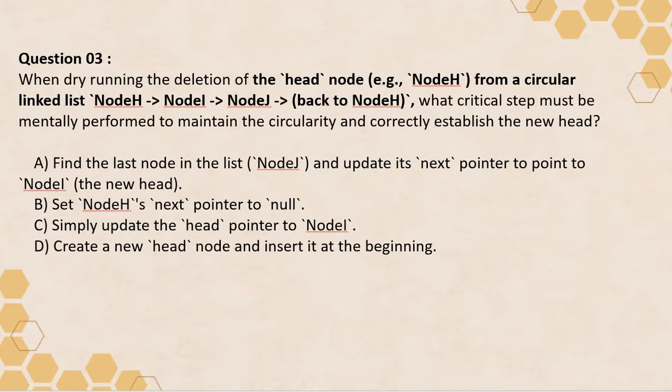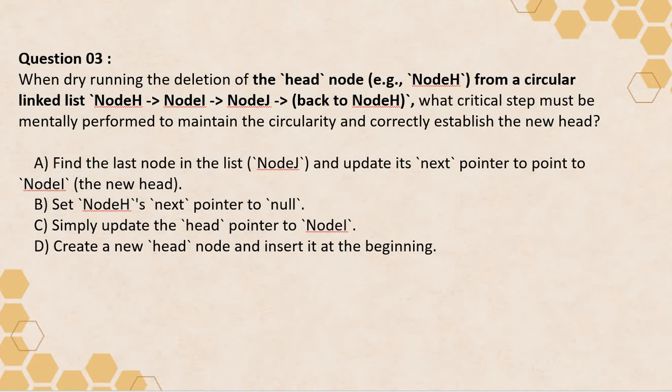Now the last question for this video: when dry running the deletion of the head node. So here we are also deleting. All three questions are related to the circular linked list, and that too for the deletion strategy. When dry running the deletion of the head node, that is node H, which is the start of the circular linked list, node H goes to I to J and J goes back to node H. What critical step must be mentally performed to maintain the circularity and correctly establish the new head?